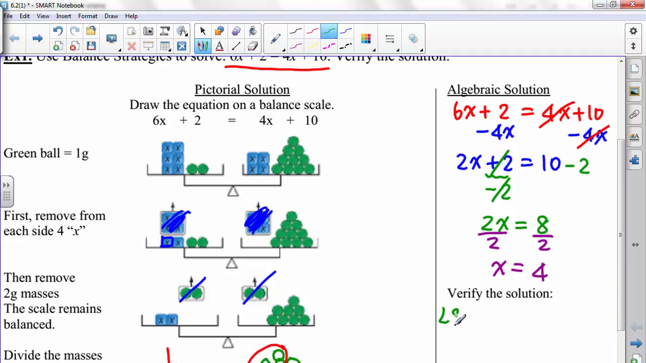Let's substitute this value 4 for x on the left side. I use LS to represent the left side. So the left side becomes 6 times x.